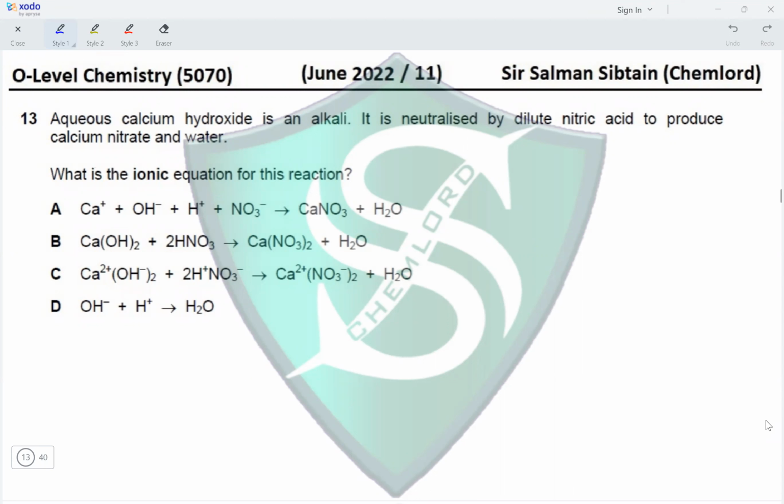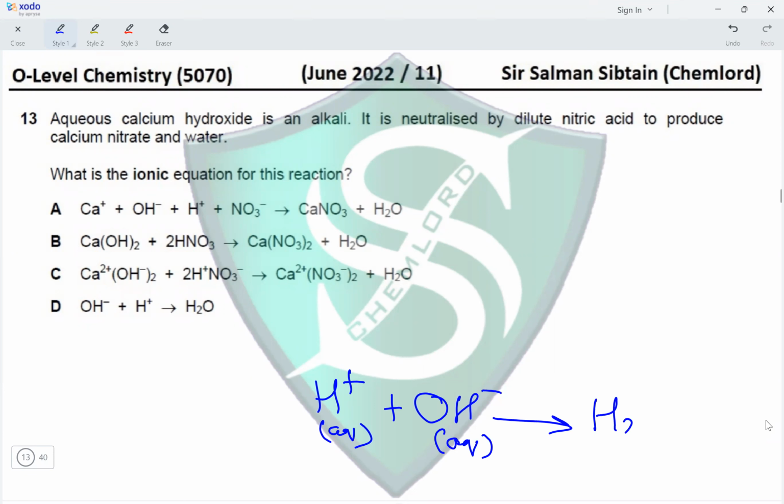So we need to remember that H positive ions from the acid react with OH negative ions from the base, resulting in the formation of H2O liquid, water molecules. Rest of the ions are spectator ions. So if you're talking about the ionic equation, we need to look at the equation for the formation of water only. So this makes option D the correct option for this question.